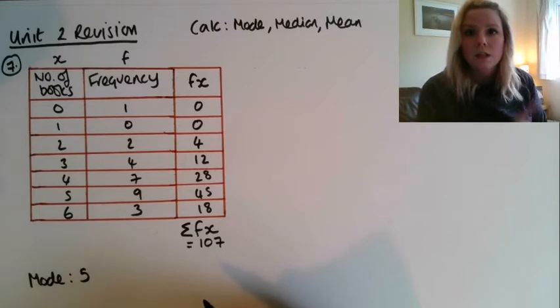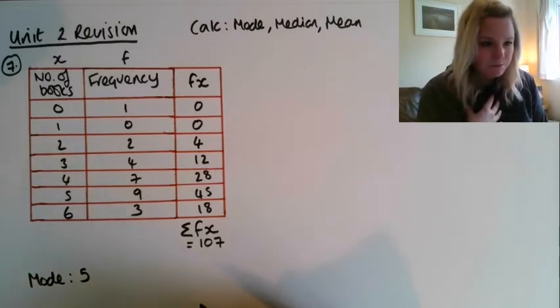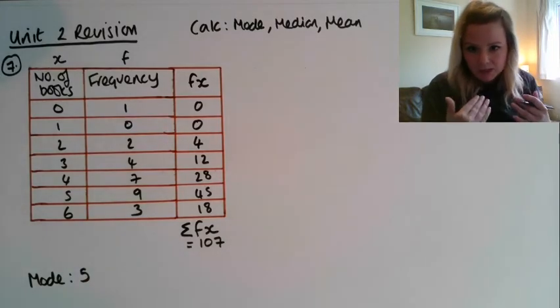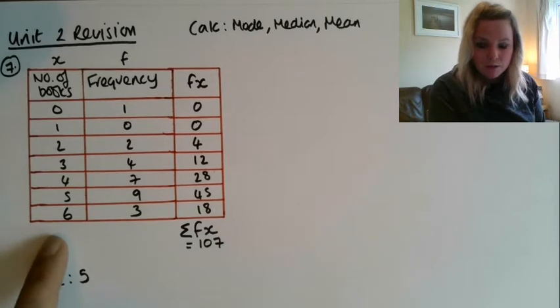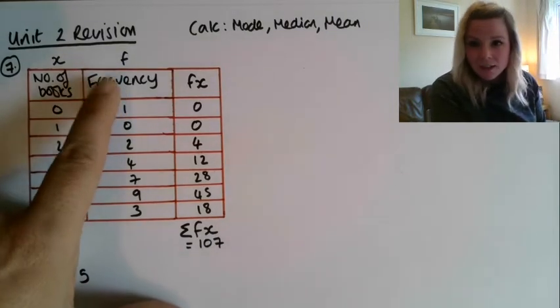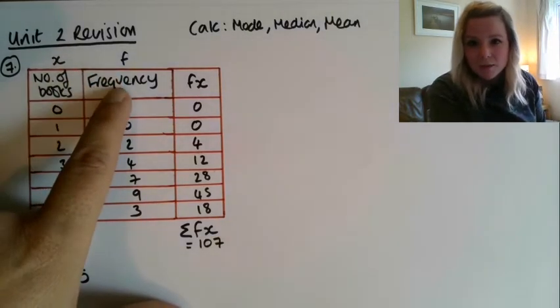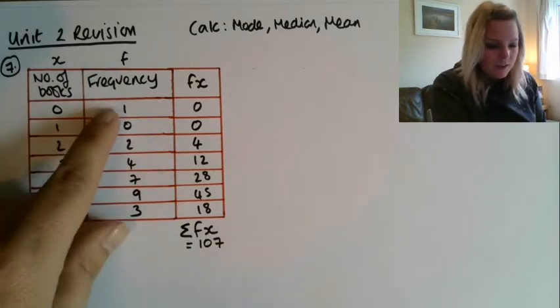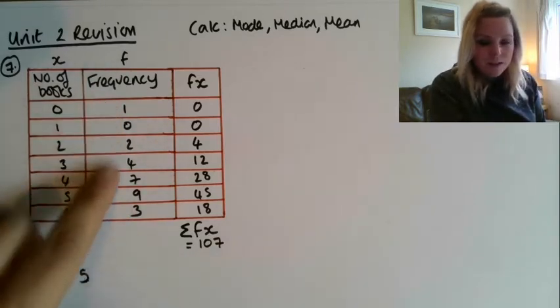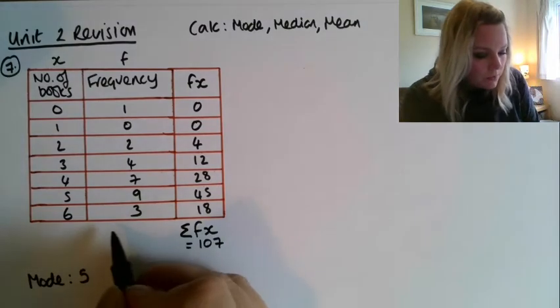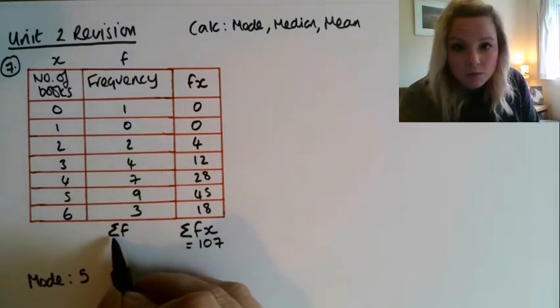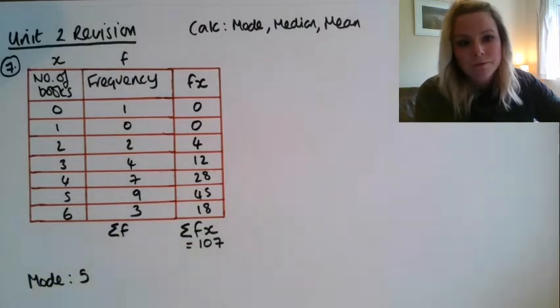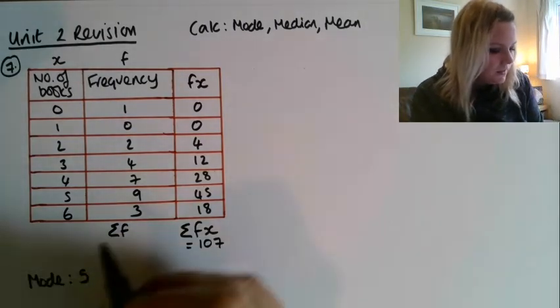Now, think back to our original mean equation. Add everything up and divide by how many times it happens. Now, some people mistakenly add up these numbers and divide by that, but think about frequency. That means how many times does something happen. So the total number of times things happen is going to be this column added up, and we would call that sigma f, total or sum of the frequency column, and that is 26.